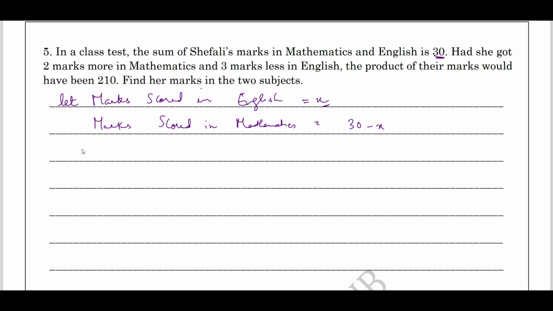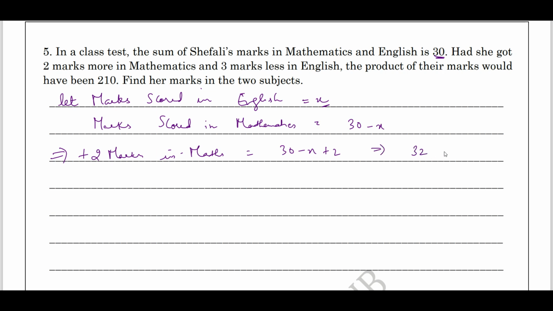Now what is the condition? The condition is, had she got 2 marks more in mathematics, that is 2 plus, 2 marks more in maths equals, that is 30 minus x plus 2. What I get?